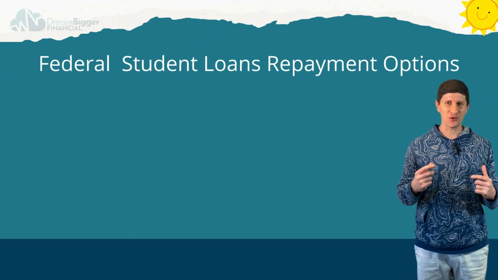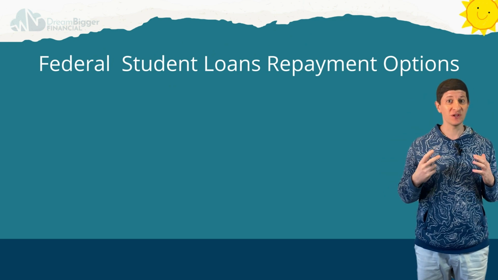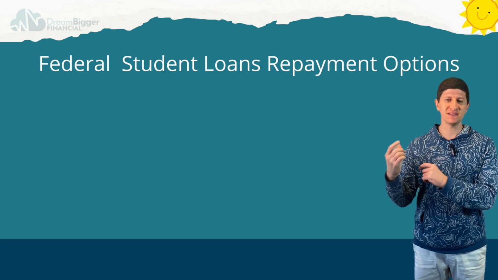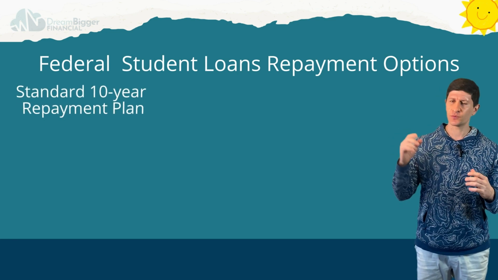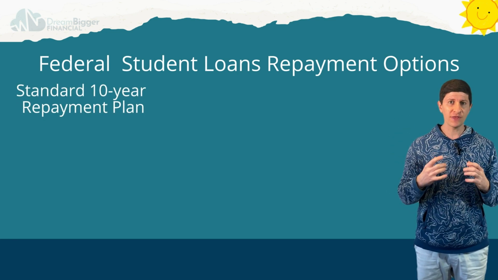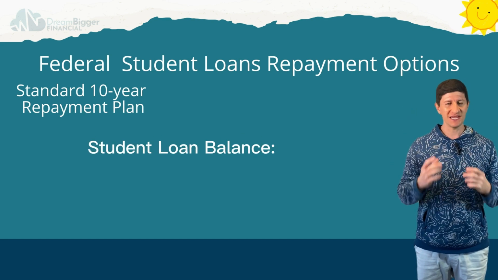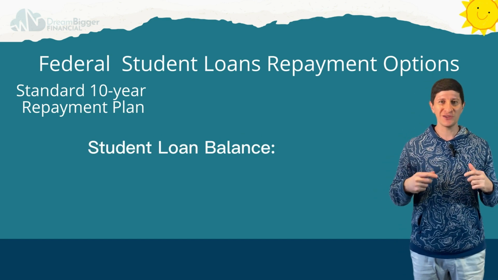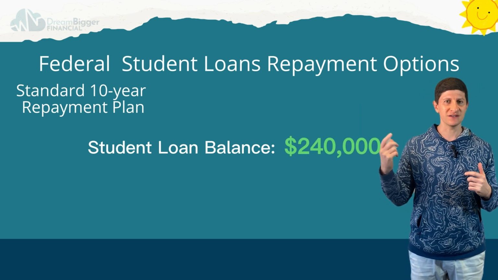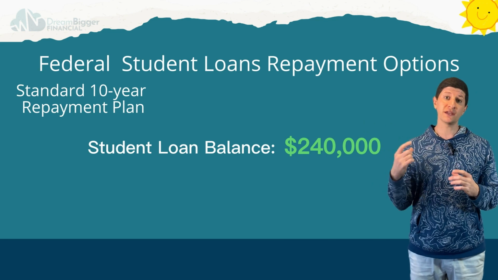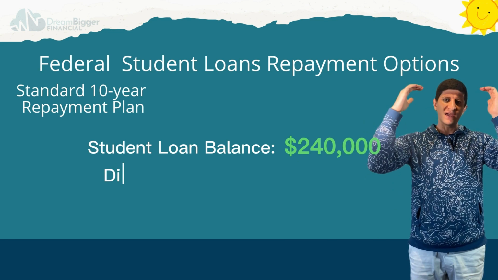To calculate our monthly student loan payment under a federal student loan, by default, we are enrolled in a standard 10-year repayment plan. And how that works is, first, we start with our student loan balance. And in our example, we are going to use a student loan balance of $240,000.